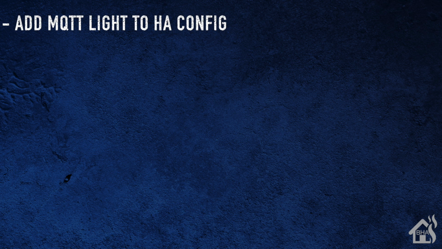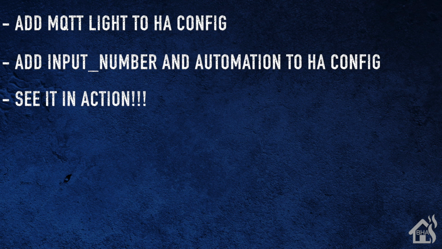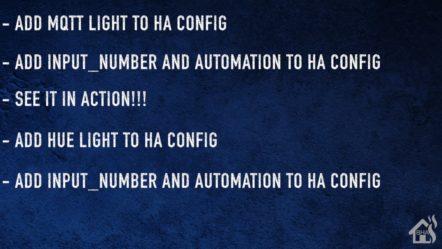Let's do a quick rundown of what we covered in this video. So we started out with our mqtt light. We added that to our HA config, and then of course we added the input number and automation for that as well. And then of course third, I showed you what that looked like in action. And then round 2, we added our Hue light bulb to our home assistant config. And then of course we added the input number and automation to that as well. And then lastly, I showed you what that looked like in action.